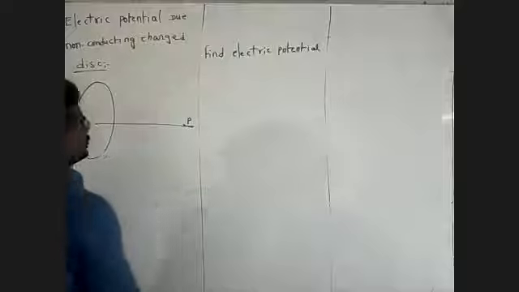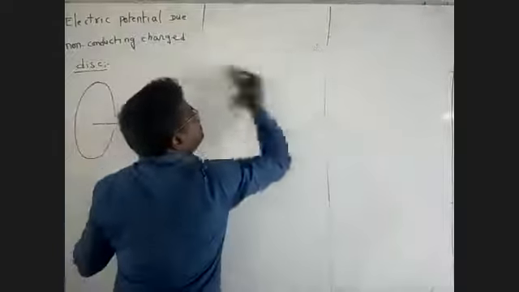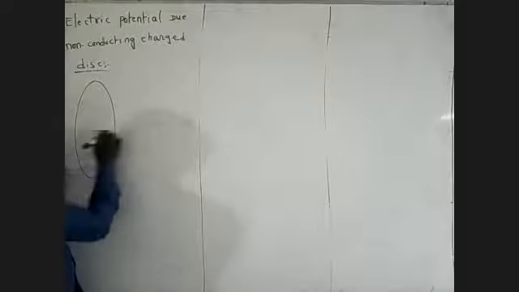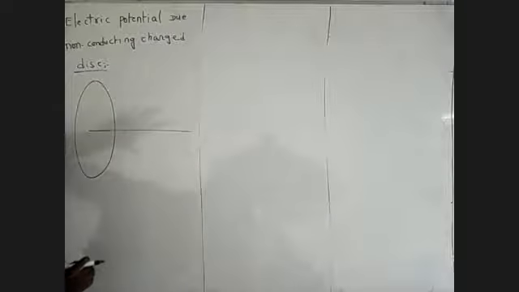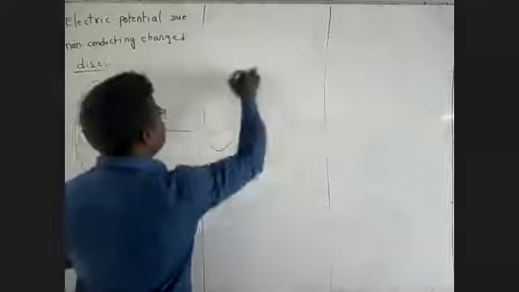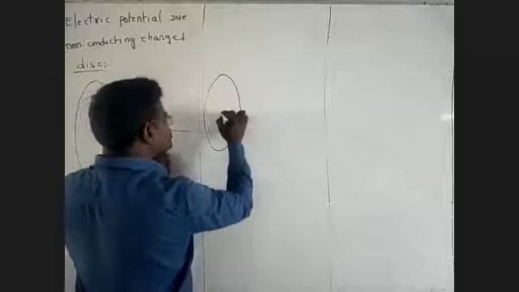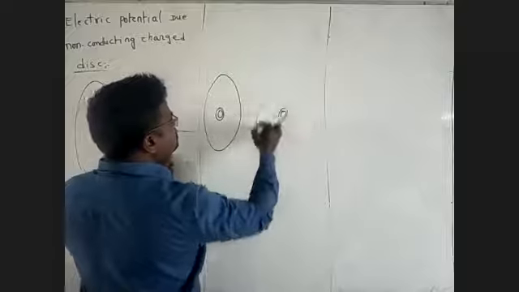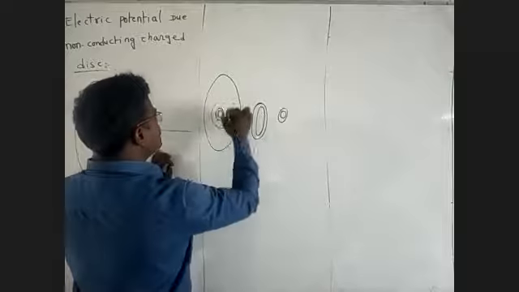Okay, actually the thing is, this is a non-conducting charged disk. This is the center of the disk. This is the axis of the disk. We can divide this disk into a number of constituents. Suppose this is a disk. This can be divided into elements. This is one element. Next, this is a second element.